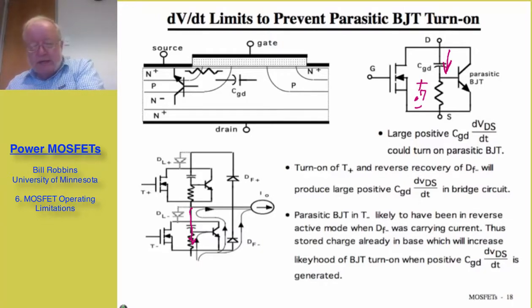So one has to be quite careful in using particularly older MOSFETs in half bridge and full bridge circuits, and be aware of these dV/dt limits. Modern power MOSFETs are much more immune to this problem.